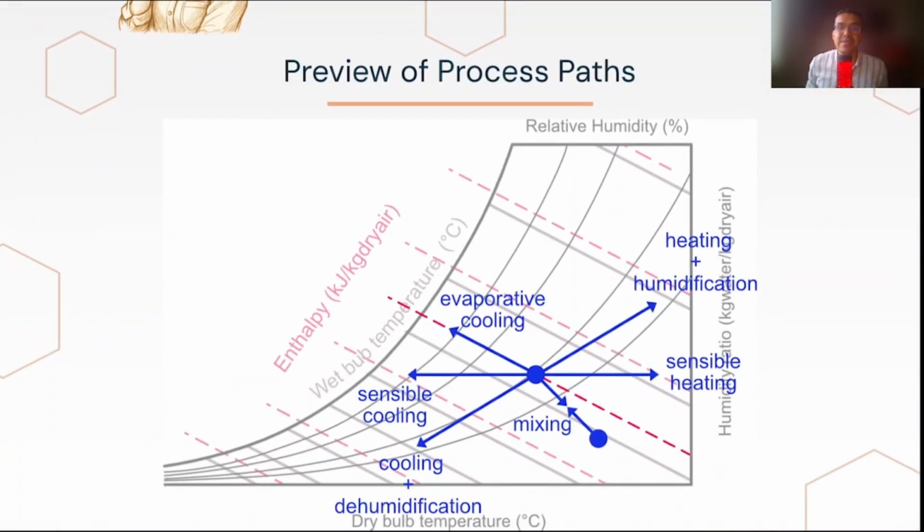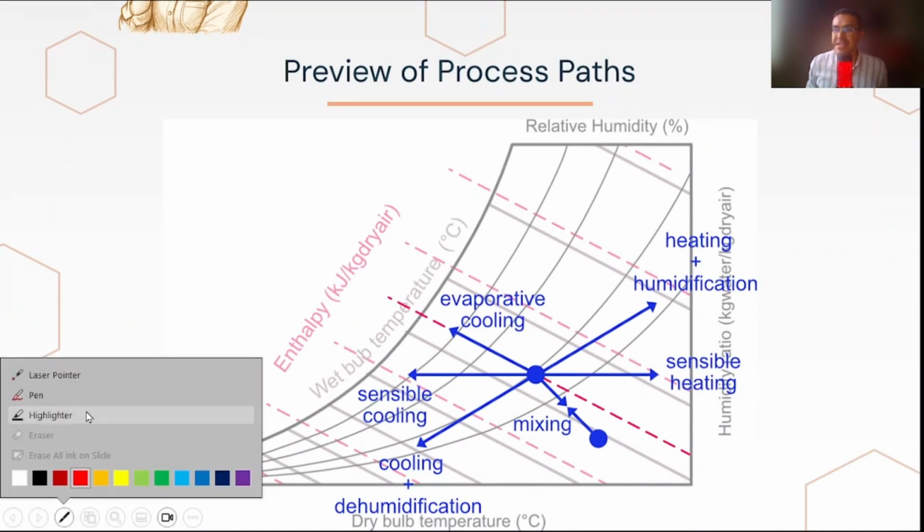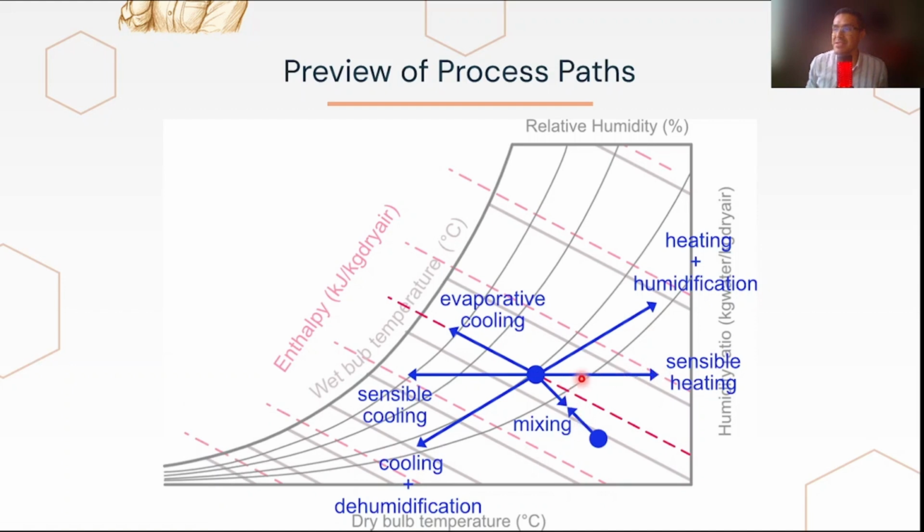This psychrometric chart is a simplified preview of the paths we'll explore. We can see here sensible heating going in a straight line to the right, sensible cooling in a straight line to the left. We have cooling plus dehumidification, sloping down toward the left, and heating plus humidification, sloping up and right. Evaporative cooling goes diagonally up to the left along a constant enthalpy line, and mixing of two different states is a line that joins these points.